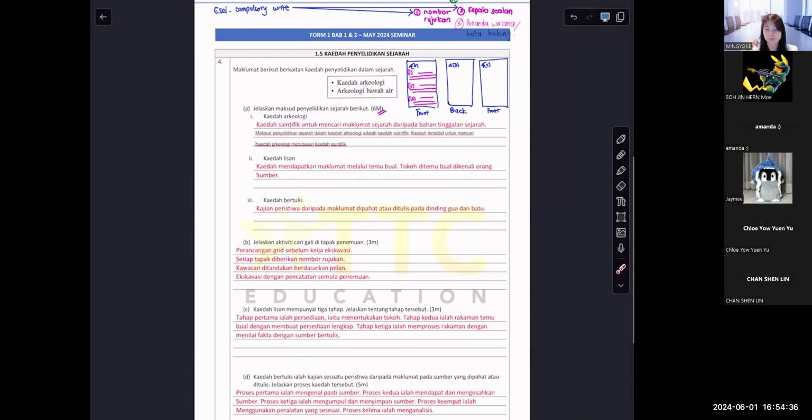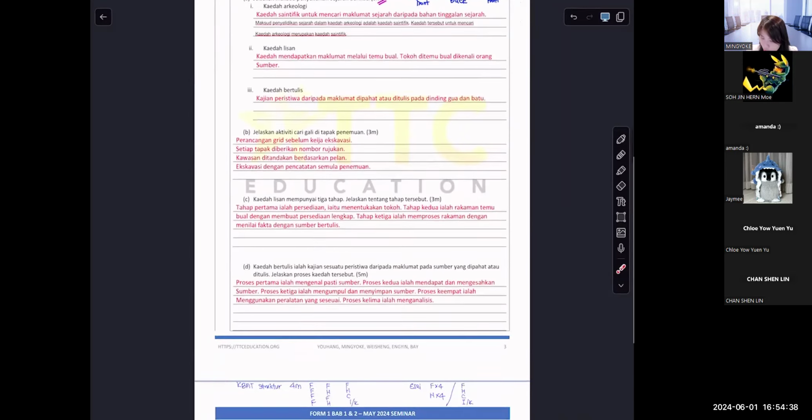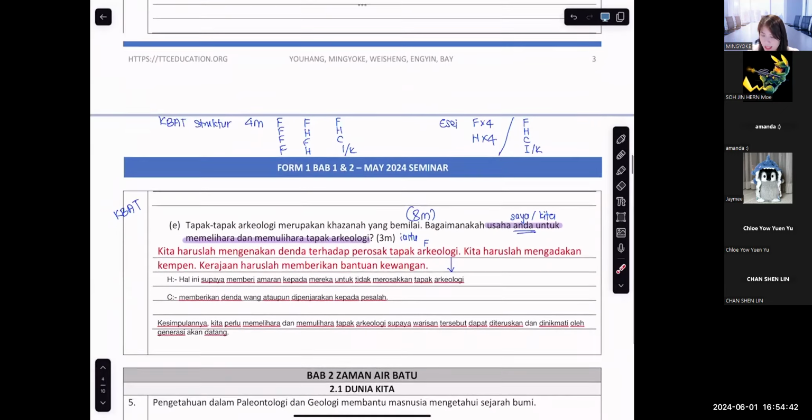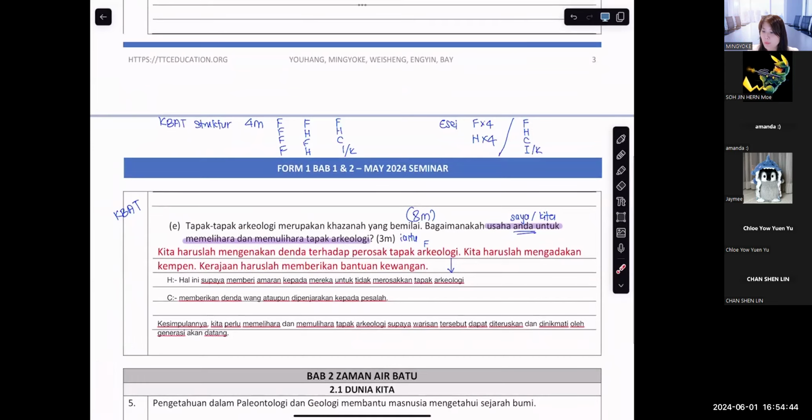Okay, now it's time we need to go to our next one, guys. Next page. We go to page 9. Everybody turn to page 9. The KBAT there. Page 9, the KBAT there. Very important, page 9, the KBAT there.